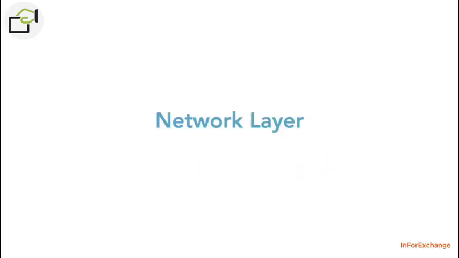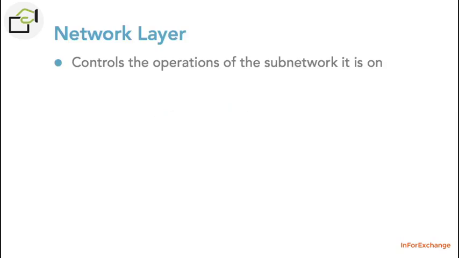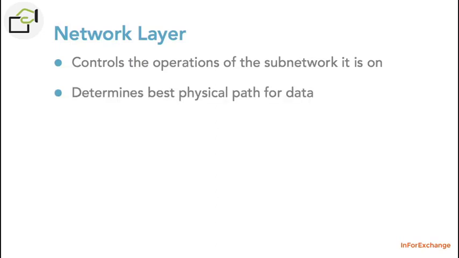Layer 3, or the network layer, is the layer I would like to talk about next. The network layer controls the operation of the subnetwork it is located on. Part of controlling the operations of the subnetwork it is located on is determining the best physical path for data to take in order to reach its destination. The network layer can use several different metrics to do this.